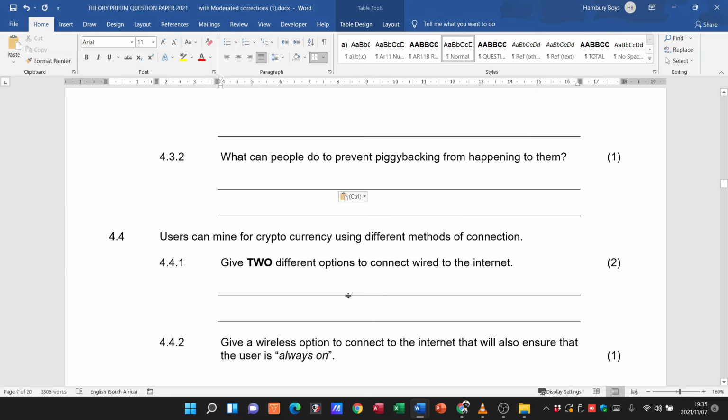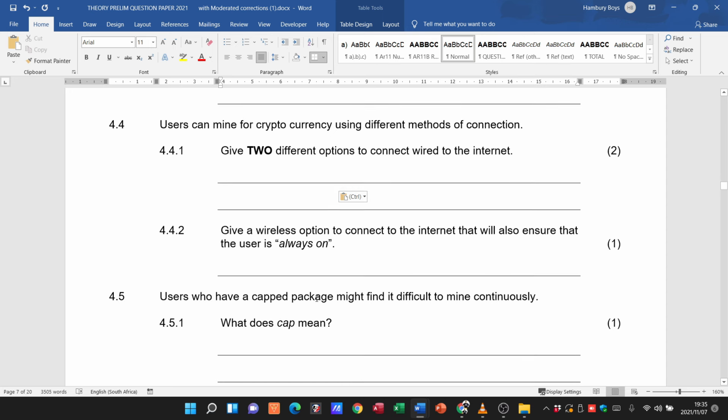Okay, right. What can people do to prevent piggybacking from happening to them? Well, main thing, put a password on your Wi-Fi and make sure it's a secure password. Okay, not your dog's name or anything like that. Really, you should be having a very strong password. Right, moving on.